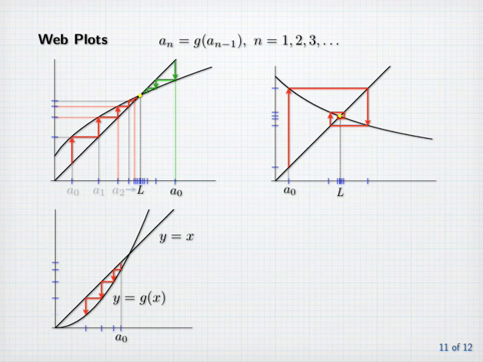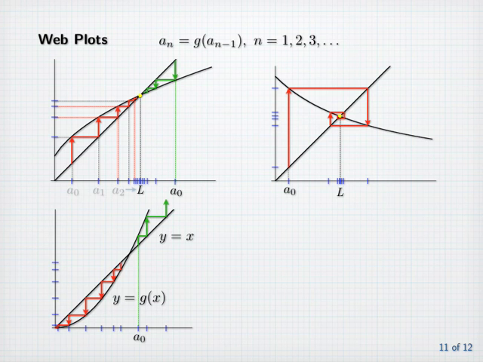In fact, the sequence here appears to be converging to 0, which is the x-coordinate of a different point of intersection of the two graphs. If that point of intersection were not there, the sequence would simply diverge. Also, notice that if A0 is to the right of the x-coordinate of the point of intersection, then the web plot moves away from that point of intersection, and it appears that the sequence will diverge, evidently increasing toward plus infinity.